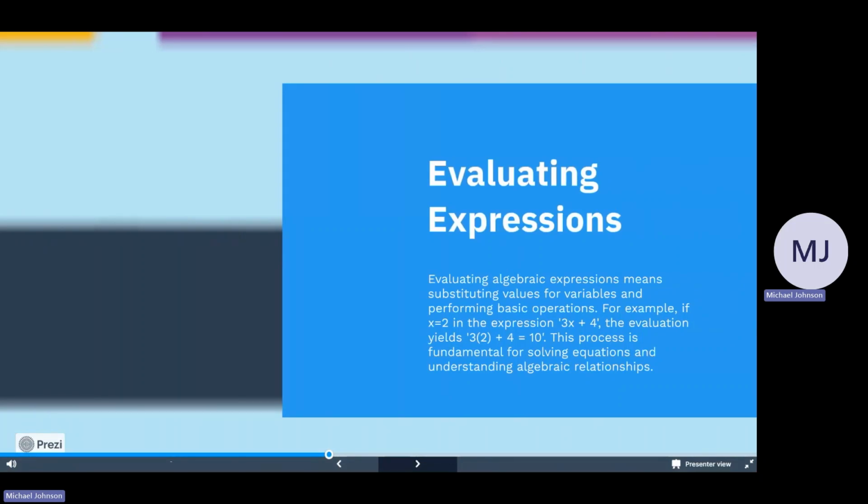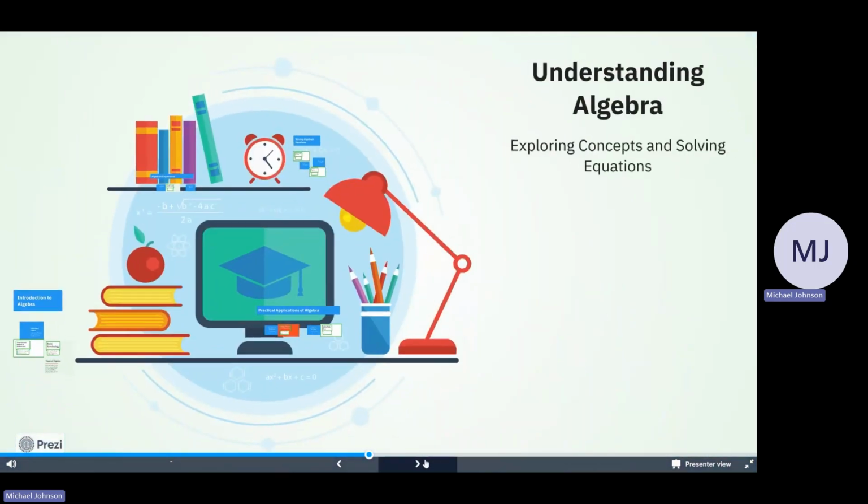Evaluating algebraic expressions means substituting values for variables and performing basic operations. For example, if x equals 2 in the expression 3x plus 4, the evaluation yields 3 times 2 plus 4 equals 10. This process is fundamental for solving equations and understanding algebraic relationships.